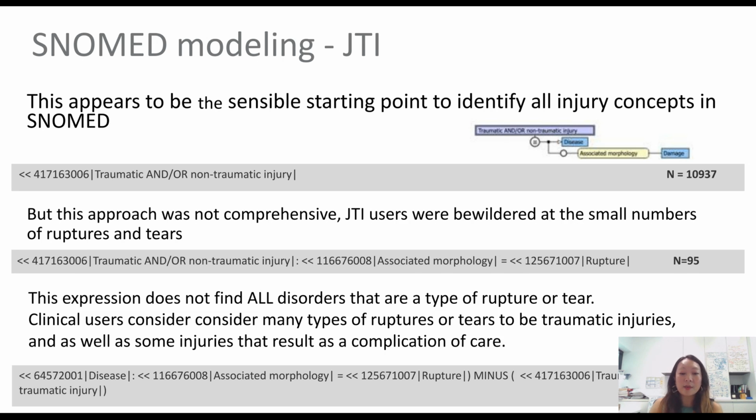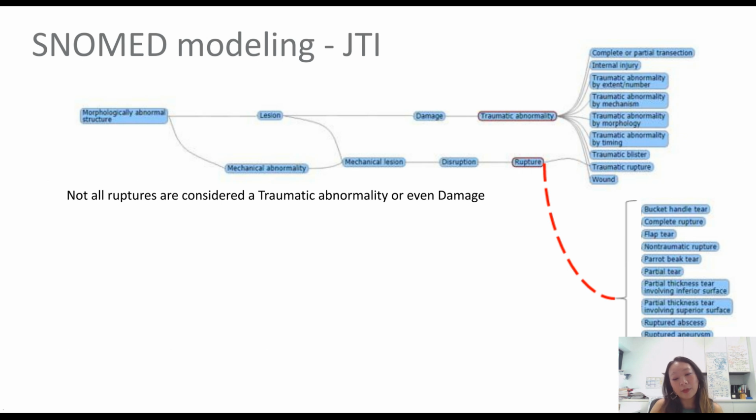So what we realized was that this expression did not find all disorders that are a type of rupture or tear. Clinical users, though, consider many types of ruptures or tears to be traumatic injuries, as well as some injuries that result as a complication of care, and these weren't coming up in this list. So we had a look at the diseases that had associated morphology of rupture that weren't part of our original list, and it came up with 504.